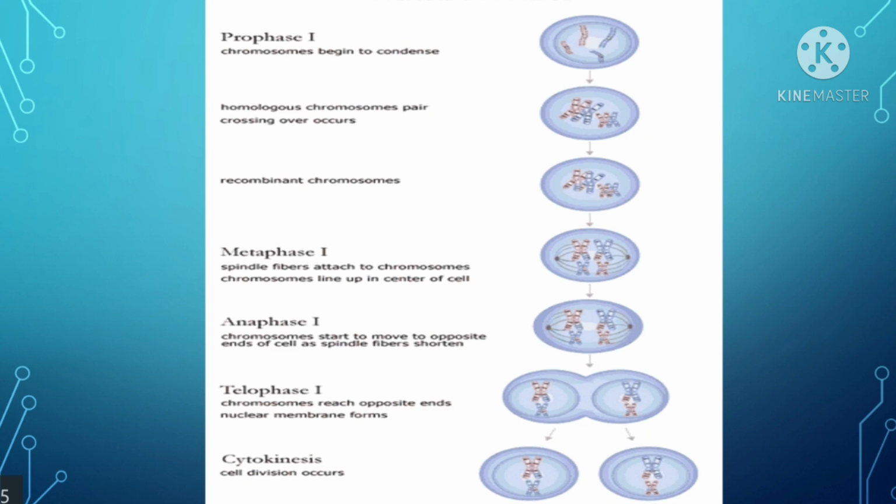Anaphase 1. Chromosomes start to move to opposite ends of the cell as spindle fibers shorten. Telophase 1. Chromosomes reach opposite ends, and the nuclear membrane forms. And the last is cytokinesis, the final stage, in which the cell division occurs.